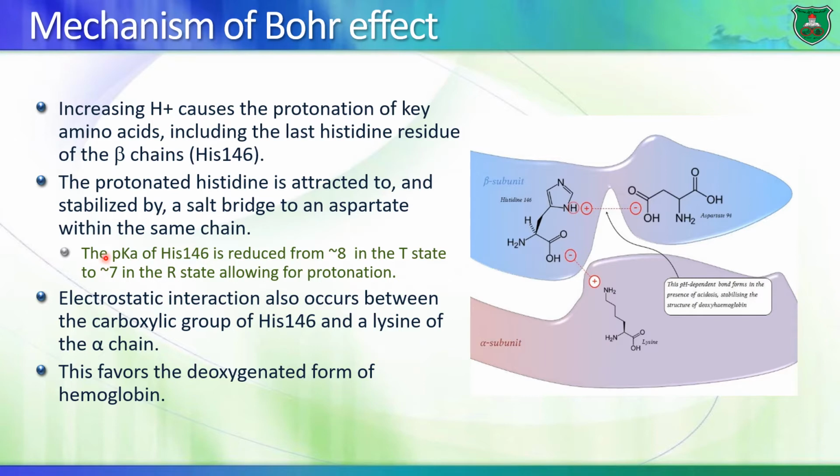So it loses it at a lower pH. So in the R state, histidine is not protonated, and as a result, it is not charged. So in the R state, histidine 146 cannot form this electrostatic interaction with aspartate. On the other hand, in the T state, the pKa is 8, meaning that it starts to lose this proton at a higher pH, meaning that at physiological pH, the histidine is mainly protonated and it forms this electrostatic interaction.